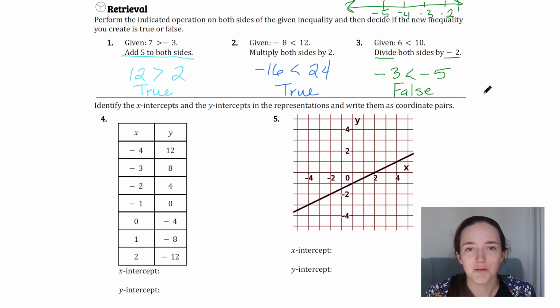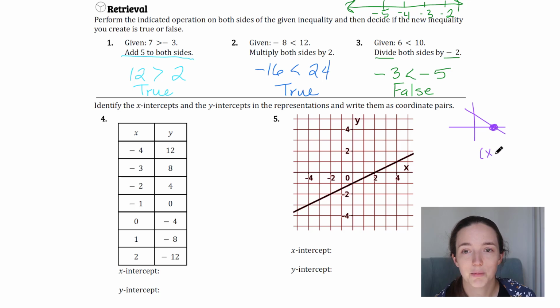Identify the x-intercepts and the y-intercepts in the representation and write them as coordinate pairs. So just to recap real quick, an x-intercept is where a graph crosses the x-axis. So that would be where y is 0. So you have some number x, but the y value is 0. And a y-intercept is where the line crosses the y-axis. So that would be 0 and then some y value.